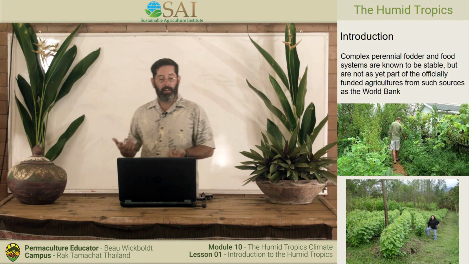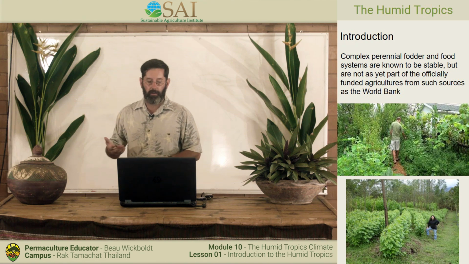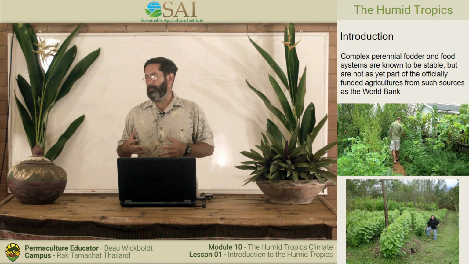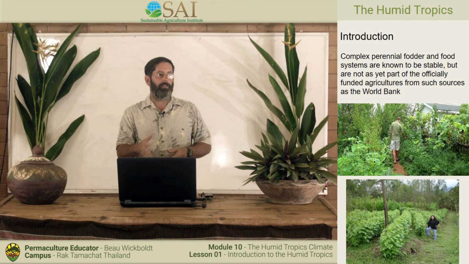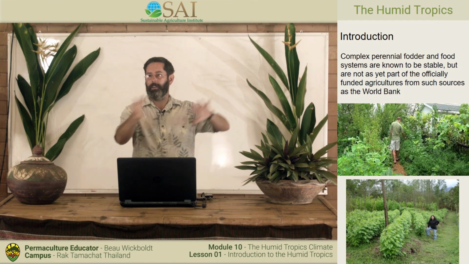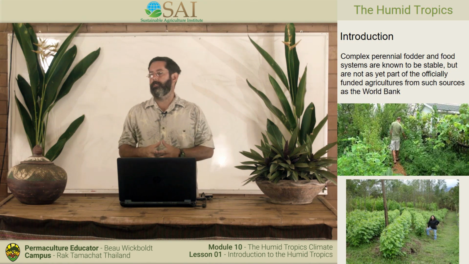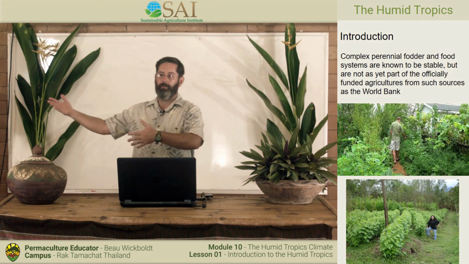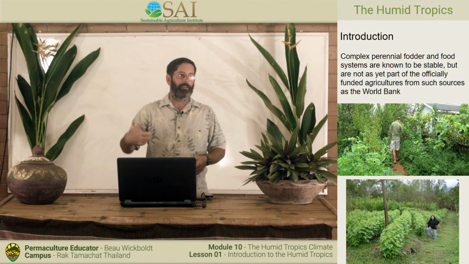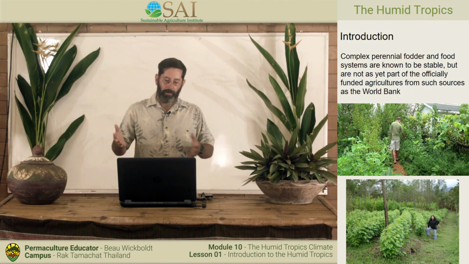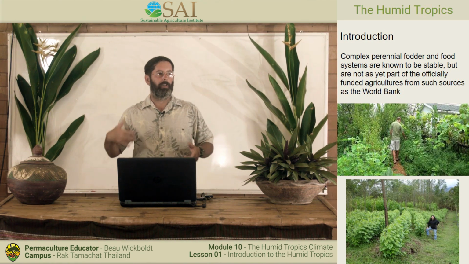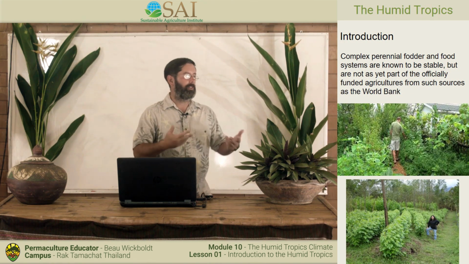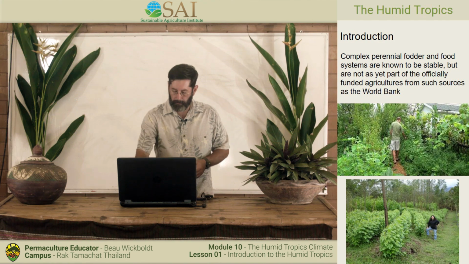They're known to be stable, but they're not yet part of the officially funded agriculture from sources such as the World Bank. So what is this saying? Well, basically, if you want to do traditional agriculture and you go to ask for funding, no one will fund you. If you go to ask to do monoculture or commercial farming, yes, here's money. That's a really weird thing. So it may be nice in the future if we can get our governments to be more supportive of funding these types of agricultural systems.